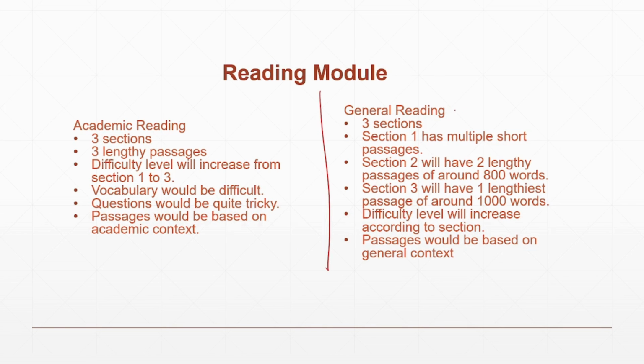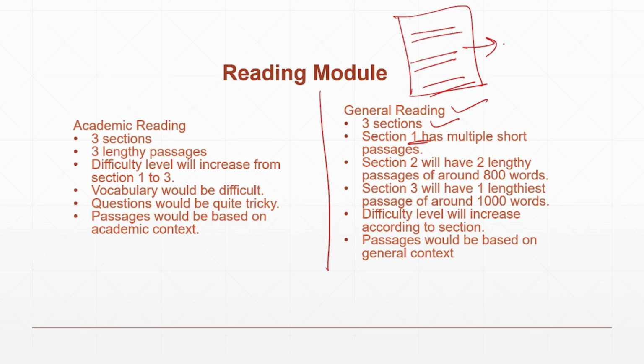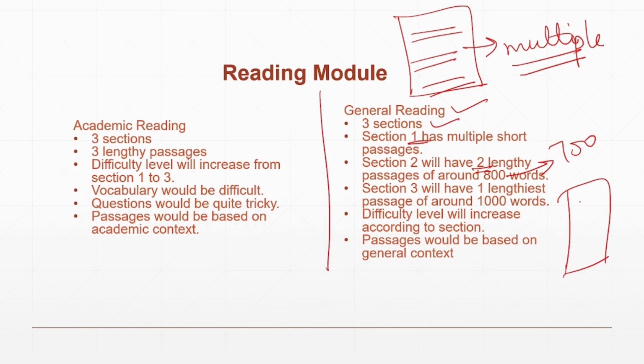Now let's see the general reading section. Here also there are three sections, but in the first section you will not have only one passage; one lengthy passage will be divided into small passages like this. So we also call it multiple short passages in the first section itself. Then in the second section you will have two lengthy passages which would be around 700 to 800 words. In the third section you will find there is only one passage like the academic section, but it is very lengthy, around 1000 words, and this is how it goes on.